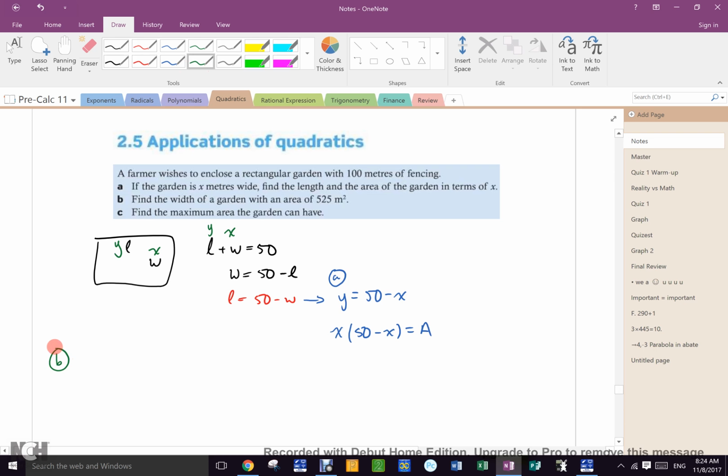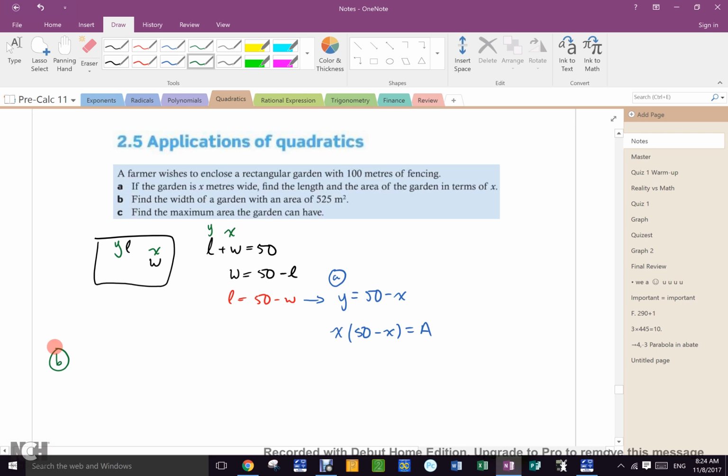What does B say to do? And we should read the question first so we don't make that same... Well, I shouldn't say we. I should read the question first so I don't do what I just did and then have you all write it down wrong and say that Myers is a doofus. Find the width of the garden if the area is 525.